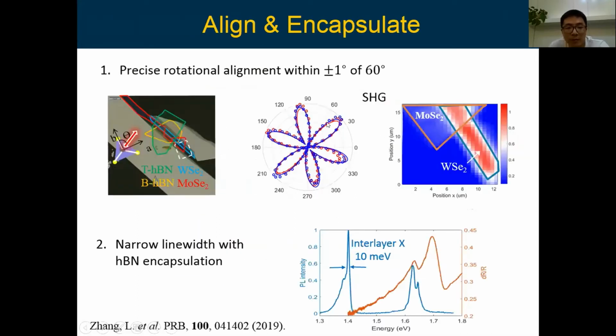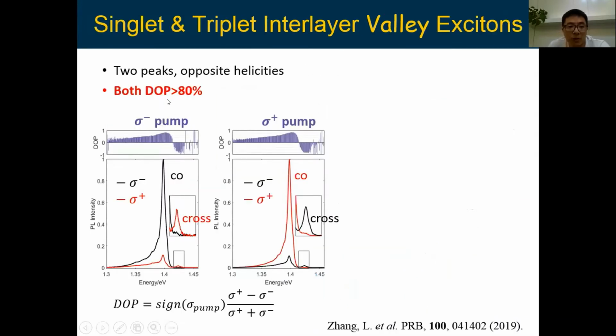We fabricated the sample, and the polarization-dependent SHG indicated the rotation alignment is good, and we measured the linewidth is down to 10 meV, and we checked the degree of polarization. To make sure our setup is correct, we tried both sigma minus pump and sigma plus pump, and make sure everything will be flipped. Indeed, it is. So here is one example.